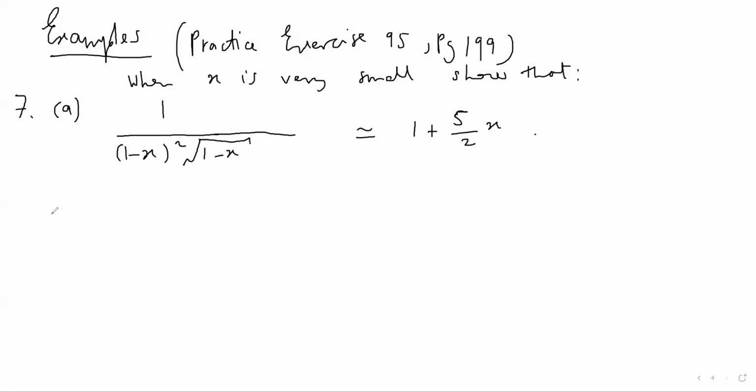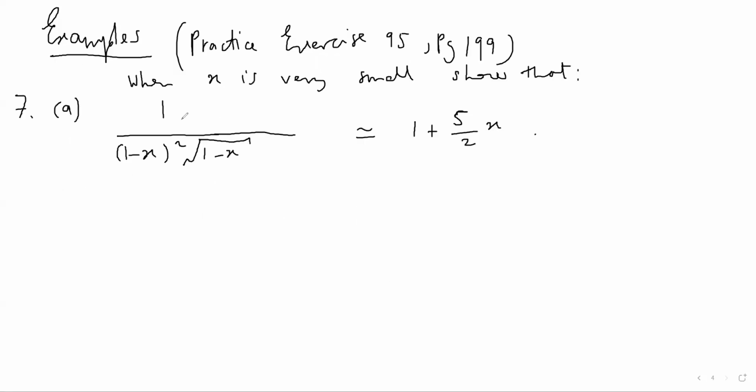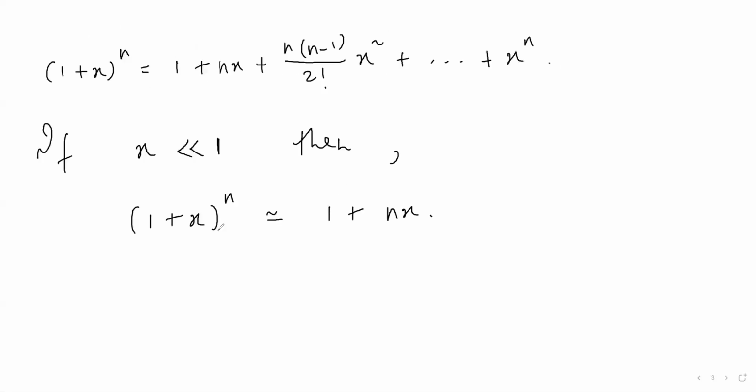So let's go ahead and do this. Obviously, we're going to use our conclusion here: if x is small compared to 1, then 1 plus x to the n is approximately 1 plus nx. So let's use that here. But first, we need to rewrite this in a form that matches 1 plus x to the n.